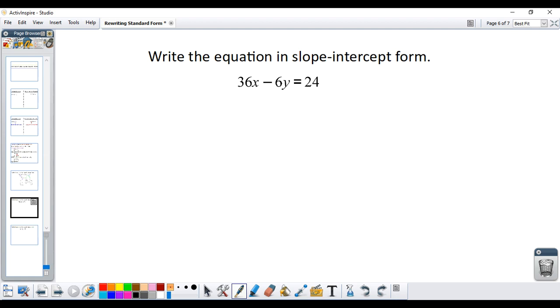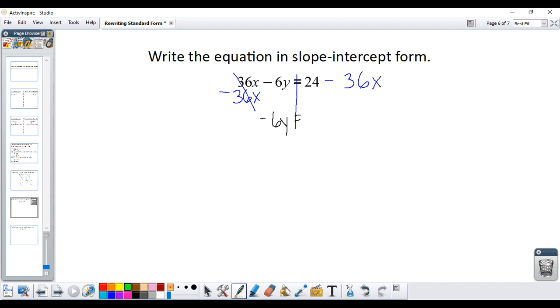Let's look at 36x minus 6y equals 24. So I'm going to start the same way, where I want to move my x term to the other side. So I have a positive 36x here, so I want to subtract 36x's on both sides. They cancel on the left, which is my intention. When you bring down that 6y, make sure you don't lose that negative that goes in front of the 6.